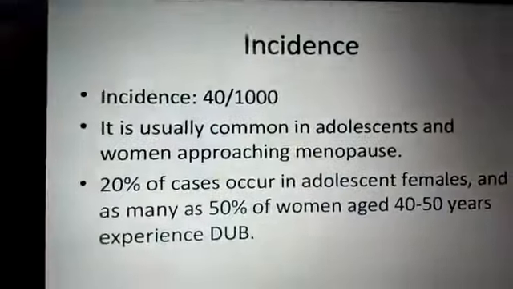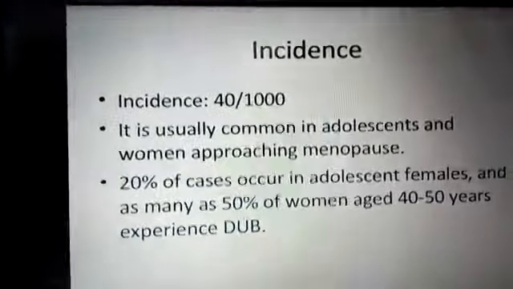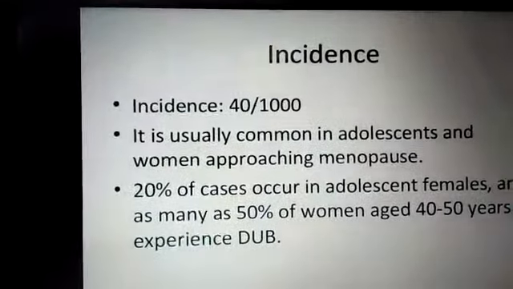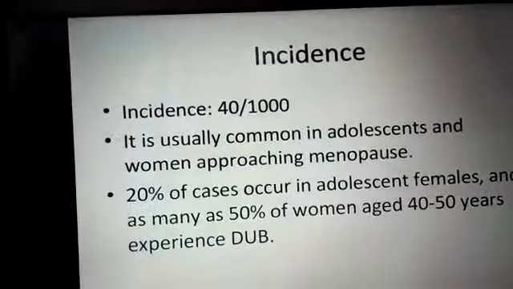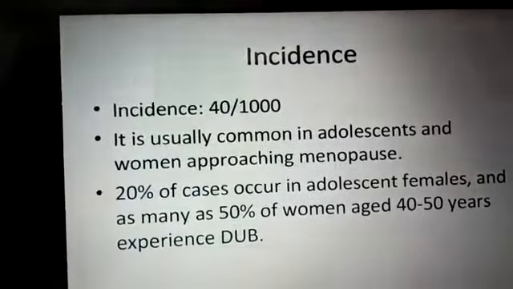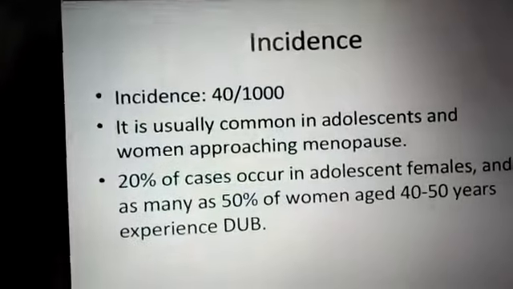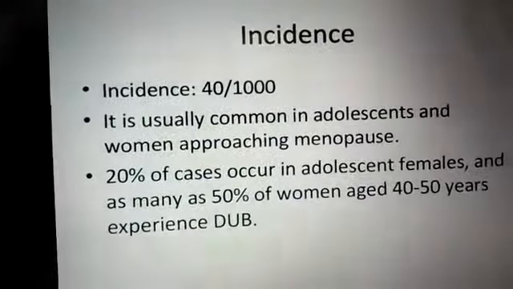Now next we are going to see the incidence. If we see 1000 patients, 40 patients present with DUB. What is the age group for history taking? It is mostly seen in the adolescent age group and in women approaching menopause. In the adolescent age group, some 15 to 16 years of age.